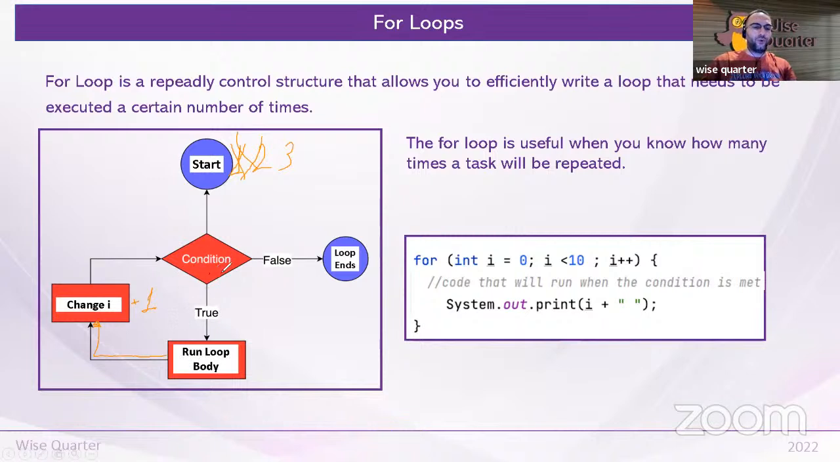If the condition is false, let's say by increasing the value, you reach 100. And if the condition is smaller than 100, this time the condition will be false, of course, then the loop will end.